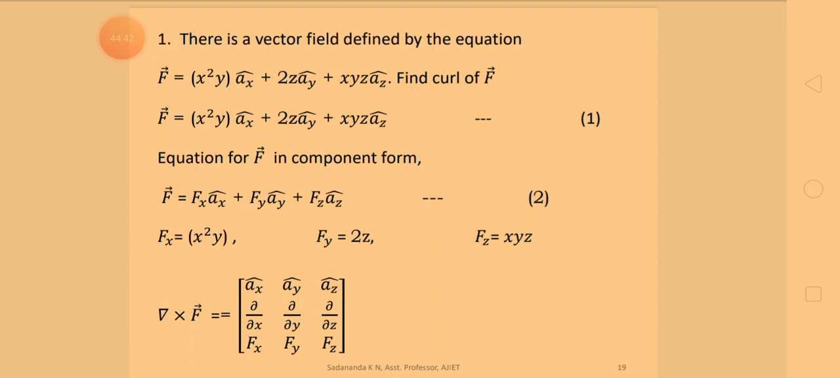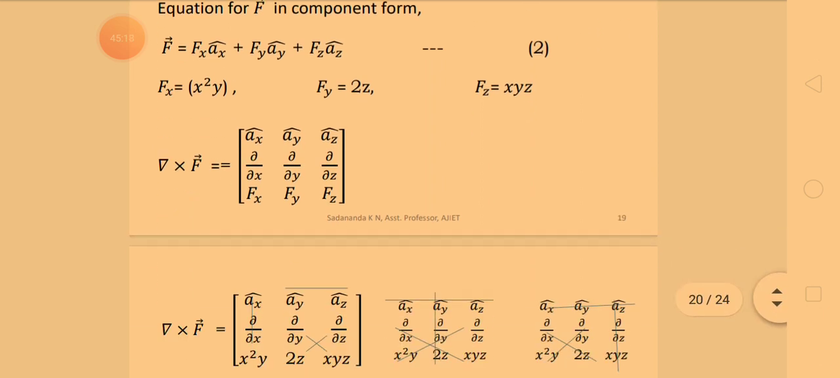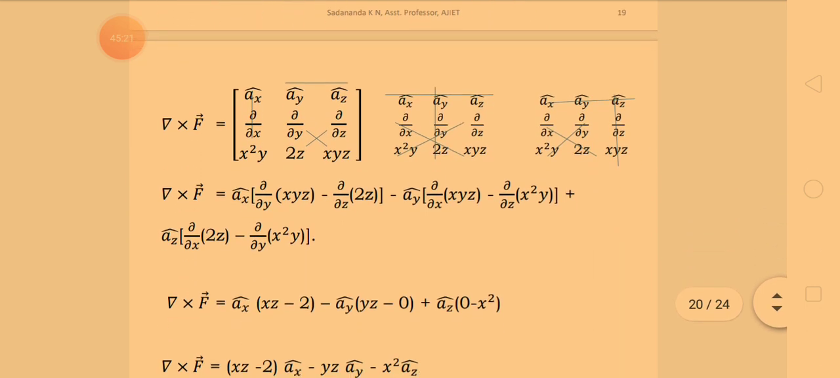Now you can think of the definition of the curl, where I mentioned the general form of the curl operation. That is, curl of F is equal to a determinant whose first row is the unit vectors, the second row is the partial derivatives, that is dou by dou x, dou by dou y, dou by dou z, and the last row is fx, fy, fz, the components of the particular vector. Already we have segregated it, so just substitute those components in the curl expression.